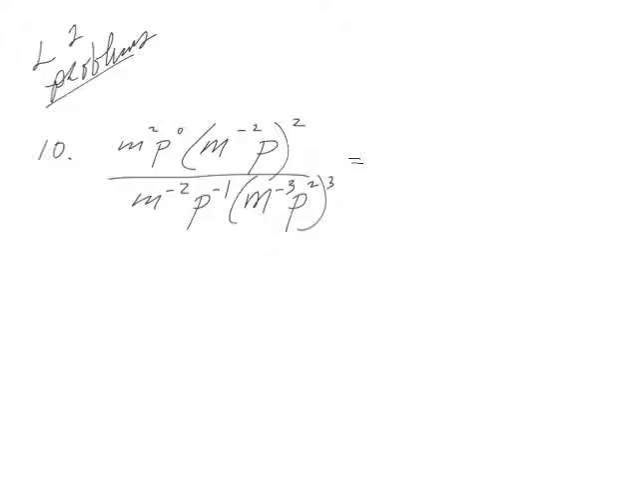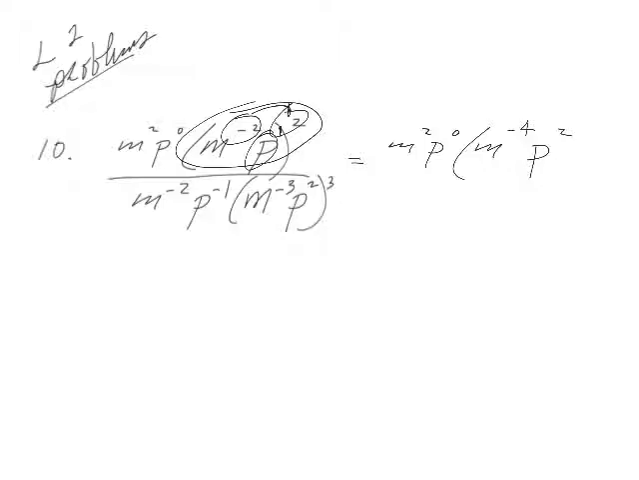First thing I'm going to do is take care of what's in the parentheses here. So I'm going to leave my m squared, my p to the 0 power alone, and I'm going to take this negative 2 times 2 and get m to the negative 4, and then p has a 1 right there, so 1 times 2 is 2, so that'll be p squared.